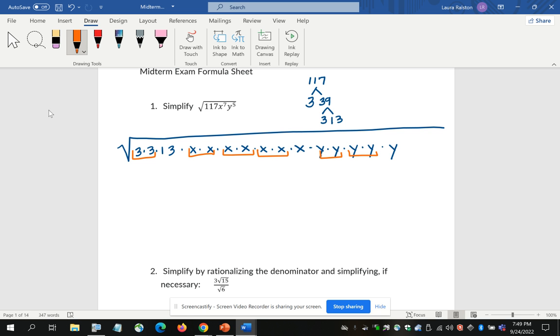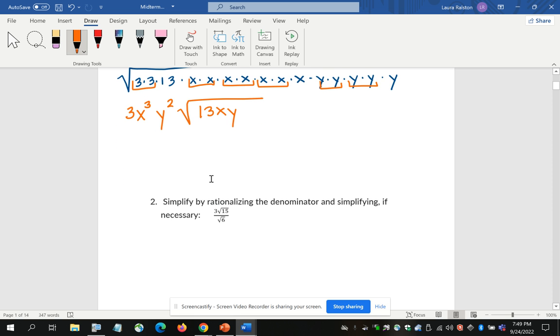If you have a pair, it gets released from the radical. So I'm going to release a 3, 3 x's, 2 y's. And then what's left in the radical is 13xy. In simplified form then, the square root of 117 x to the 7th y to the 5th is 3x cubed y squared times the square root of 13xy.